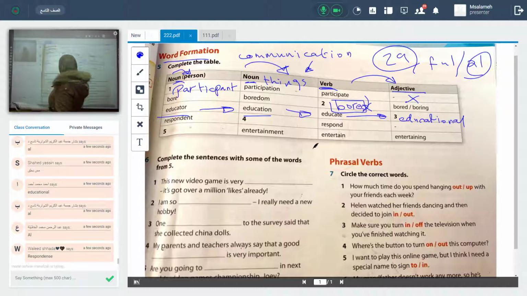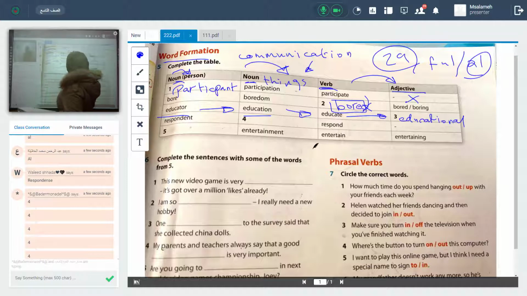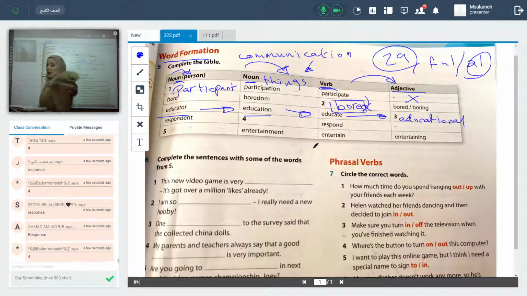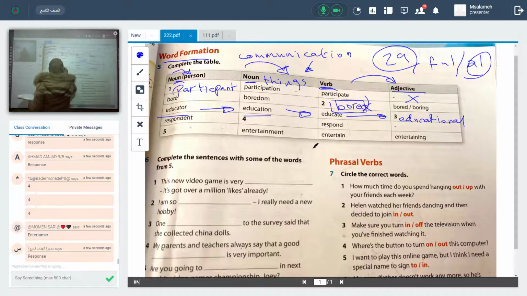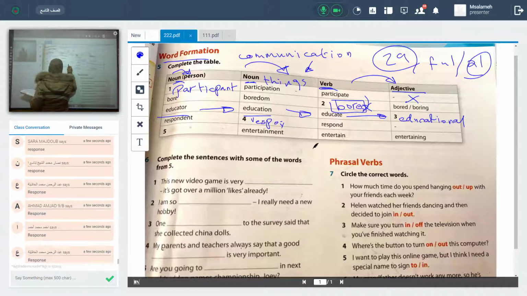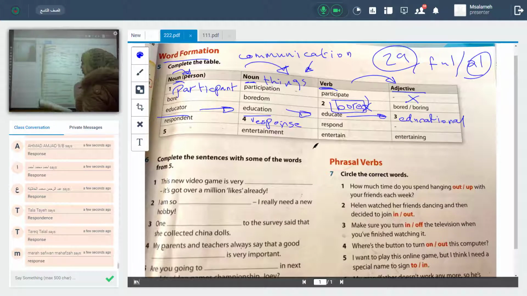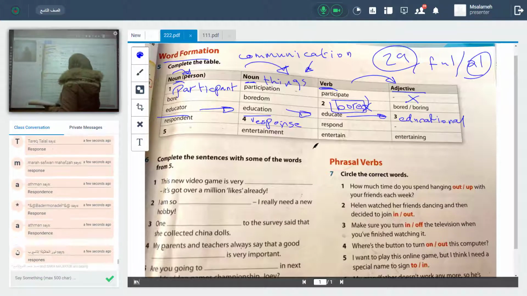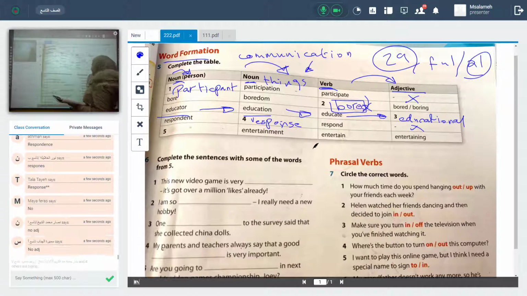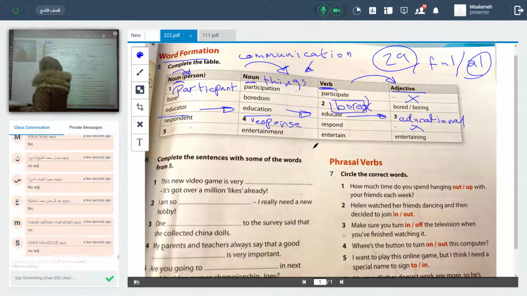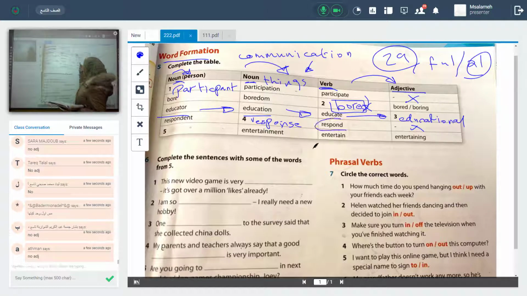Number four, we have respondent. What's the noun? An answer, four. Okay, what's the verb? Response, excellent, bravo. Response, and the verb from it is respond. Okay, so what's the adjective? No adjective, excellent. Response is a noun for thing, and the verb is respond, but there is no adjective.